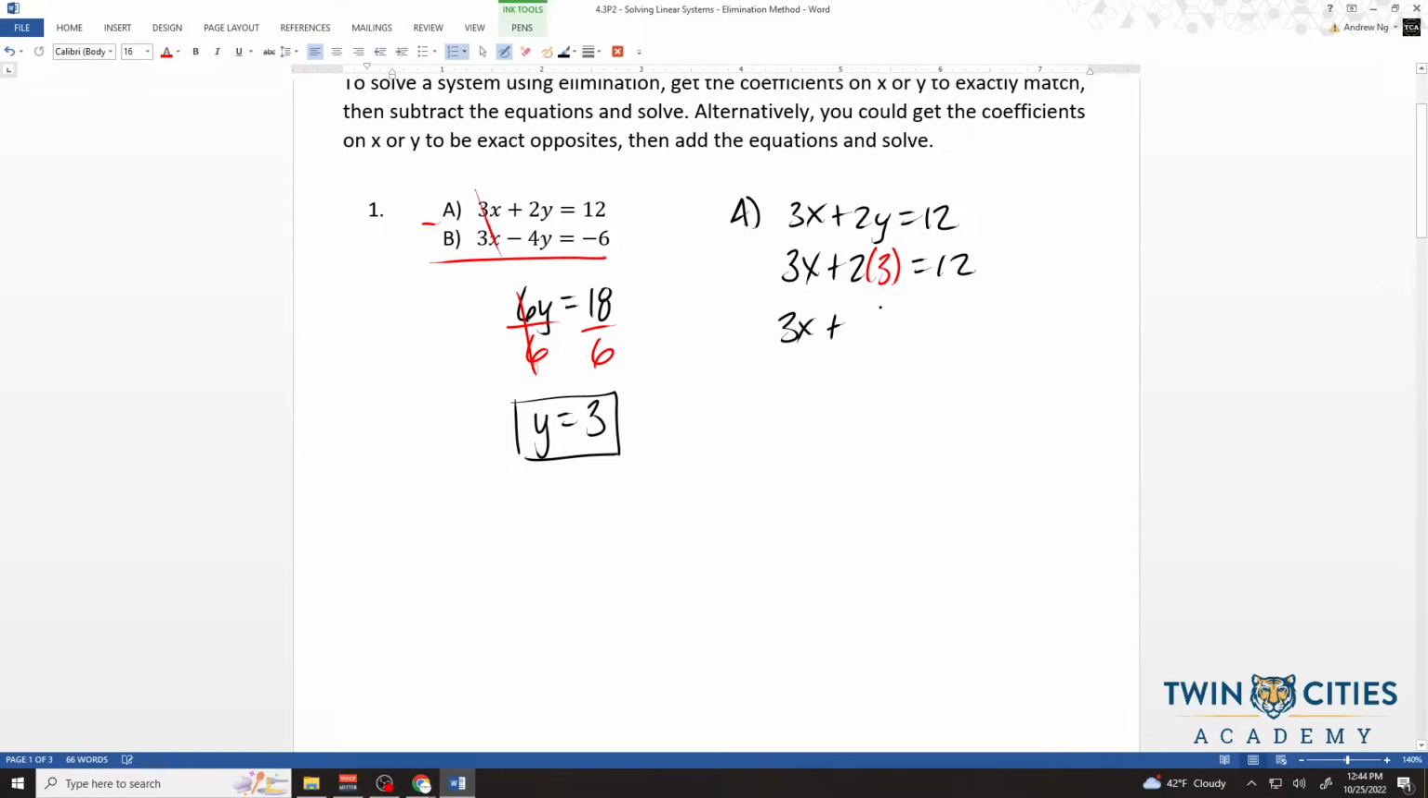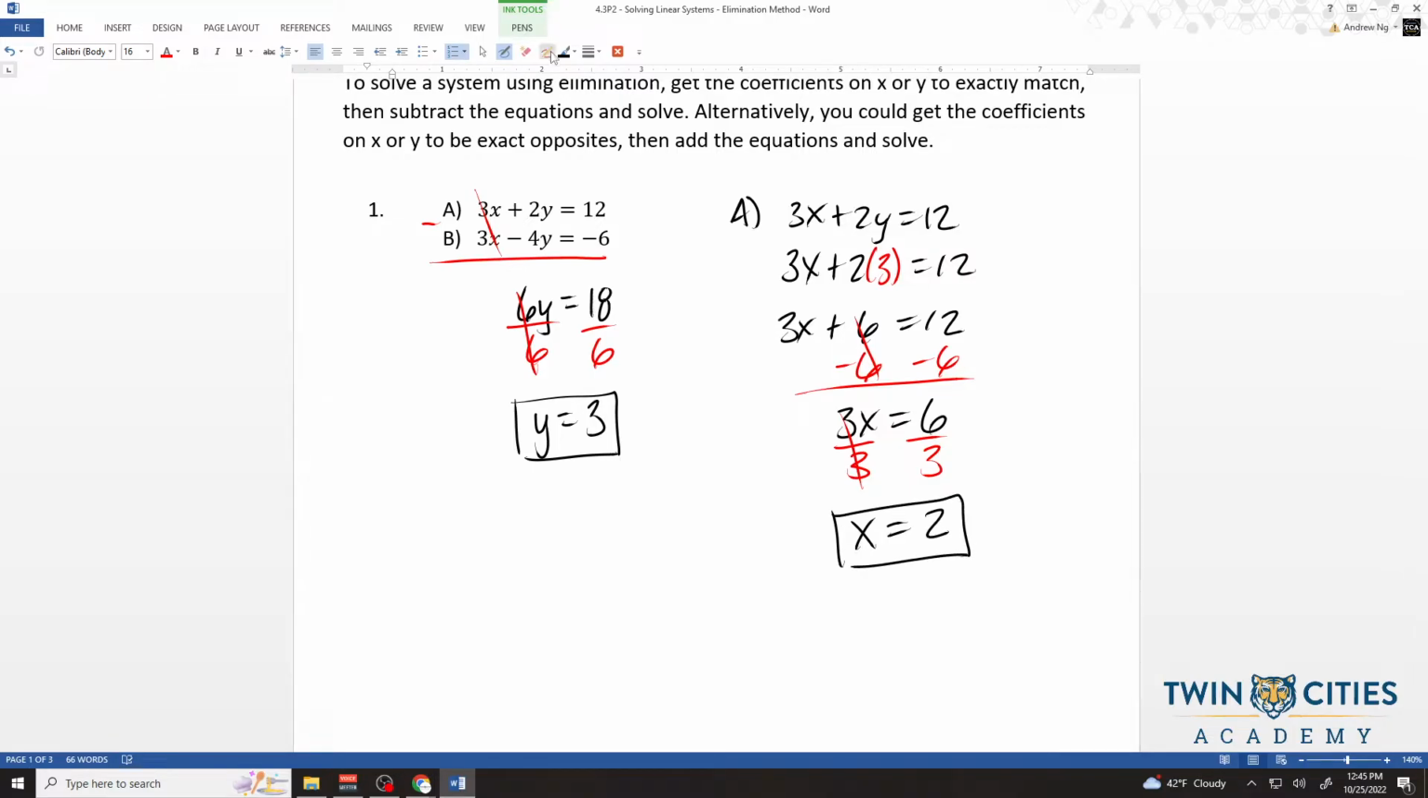3x plus 6 equals 12, and subtracting 6 from both sides, I'll get 3x equals positive 6. Finally, divide both sides by 3 to get x alone. And I'll have my solution x equals 2, y equals 3. Now what this means is in this system, if I were to graph this, I would see that these two lines are going to intersect at the exact coordinates 2, 3.